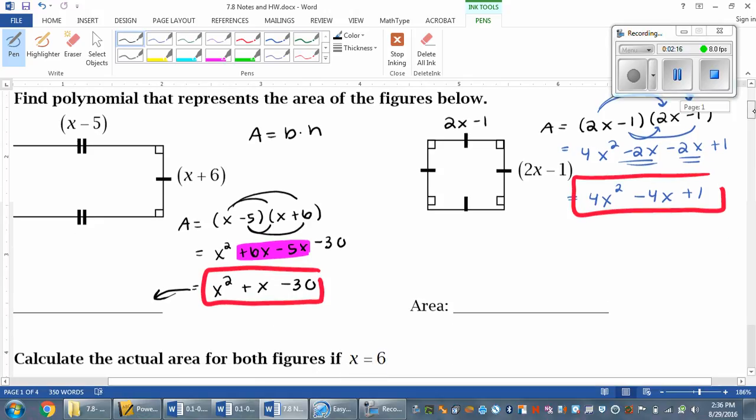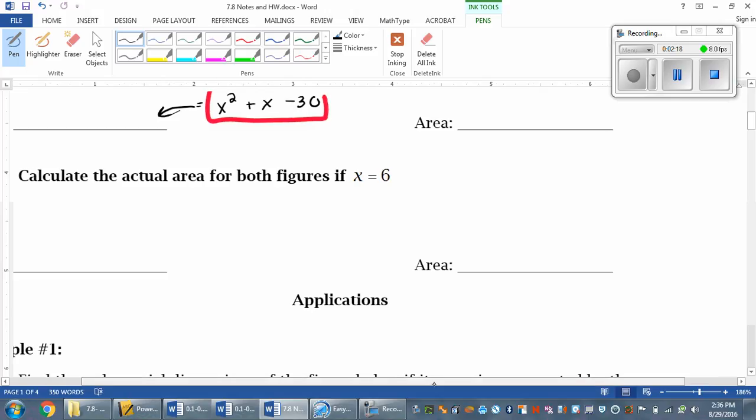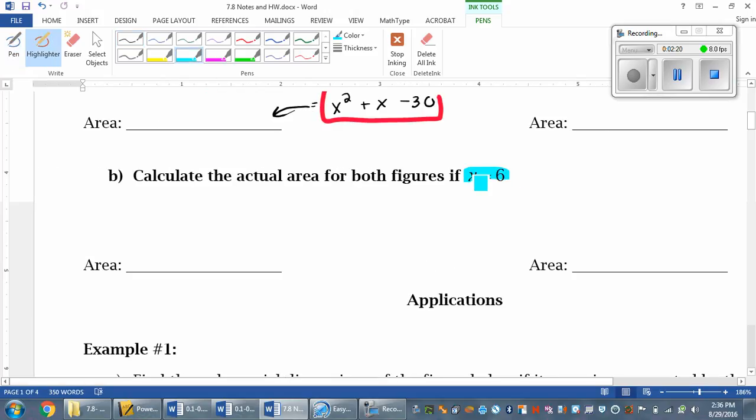Now, this is something that we've also already gone through. Now what we're going to do is calculate the actual area when x is 6. So for the rectangle, all we're going to do is substitute 6 every time I see x. So the area is going to be 6 squared plus 6 minus 30. Put that whole thing in your calculator, 12. Now I really should give you a unit, so let's say it was in inches. And remember, area is always units squared, so inches squared.